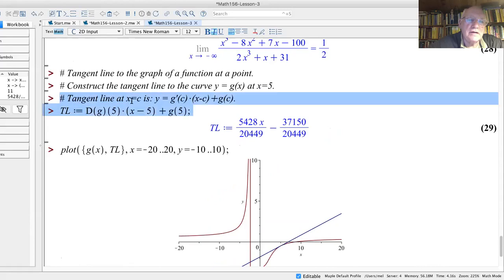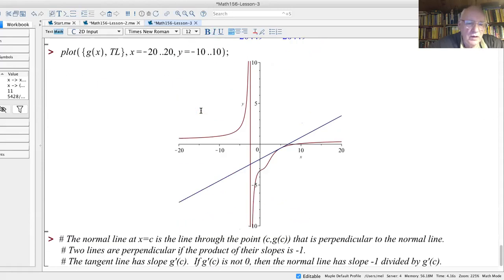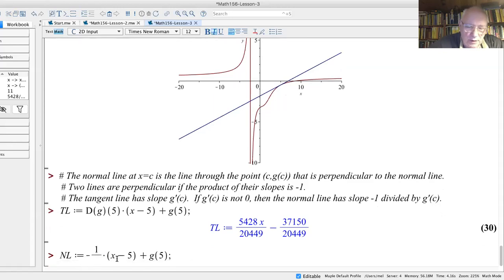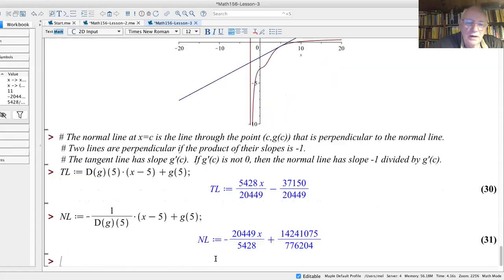If this is the tangent line, and what I will call the normal line, I'll call it L, for short. It's the line where the slope is the negative reciprocal of this. That is -1 divided by that slope. That is the normal line.